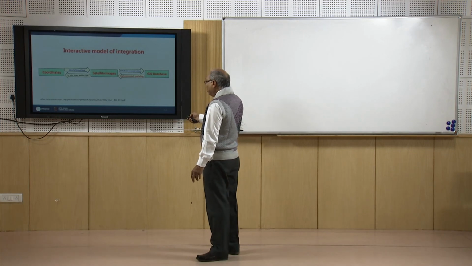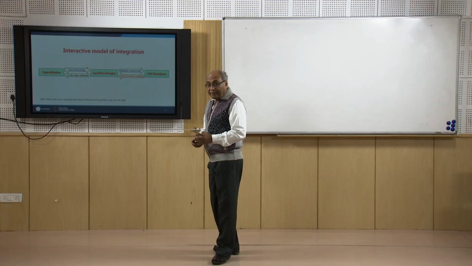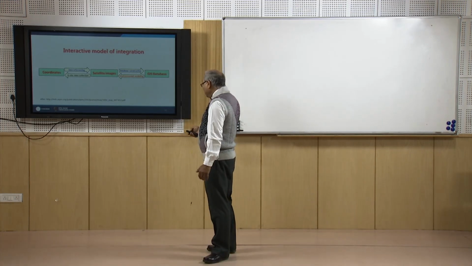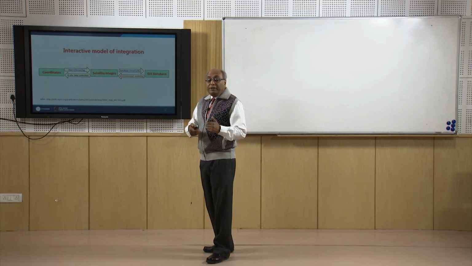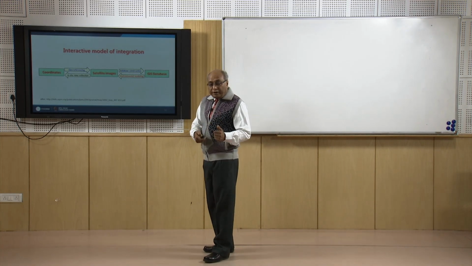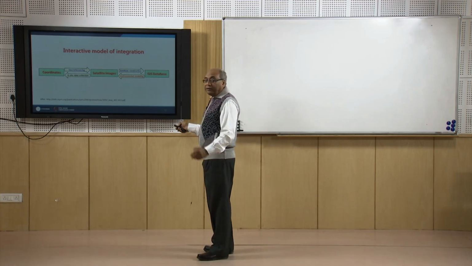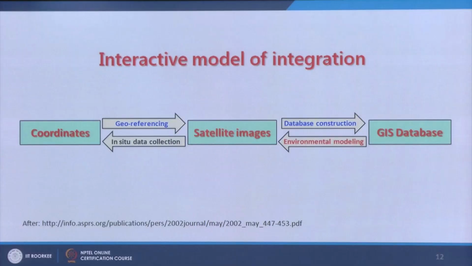In the same way, once I have got the georeferenced satellite data, I get the database construction on a GIS platform, which will provide not only the outputs from the satellite data and images, but also data from other sources like digital elevation models, maybe a soil map, a land use map, a forest cover map, and so on and so forth. Because GIS is capable of handling all kinds of information, especially spatial information, on a digital platform.